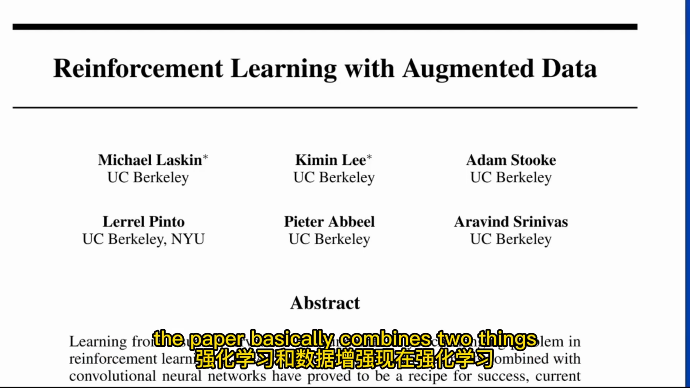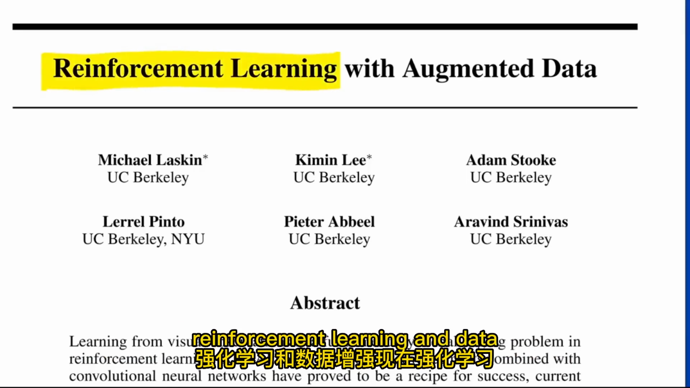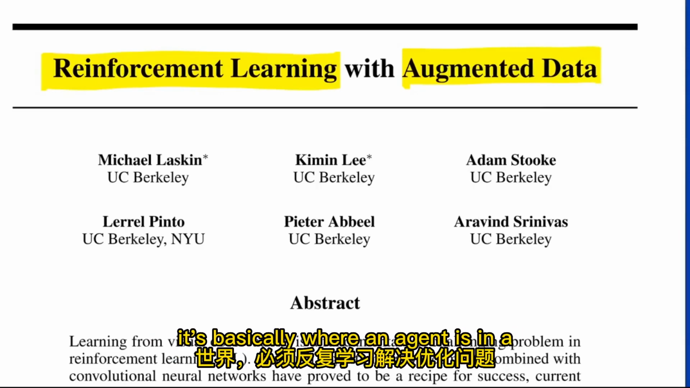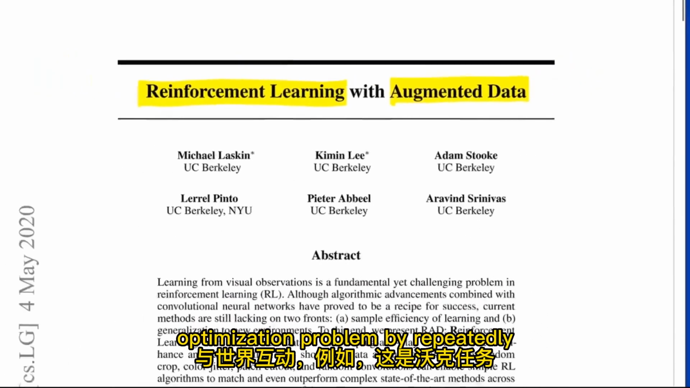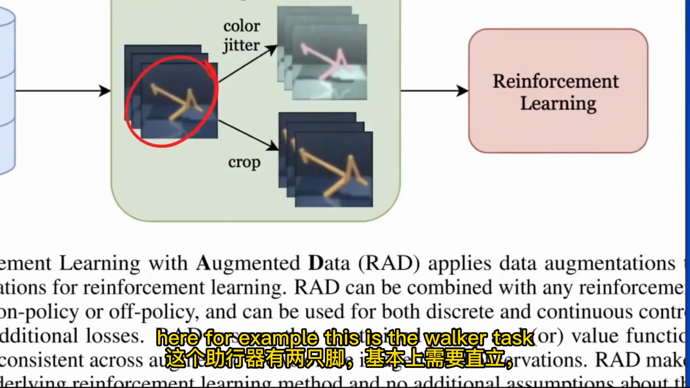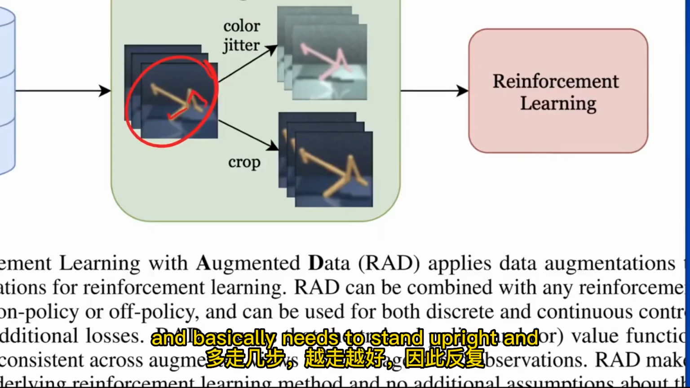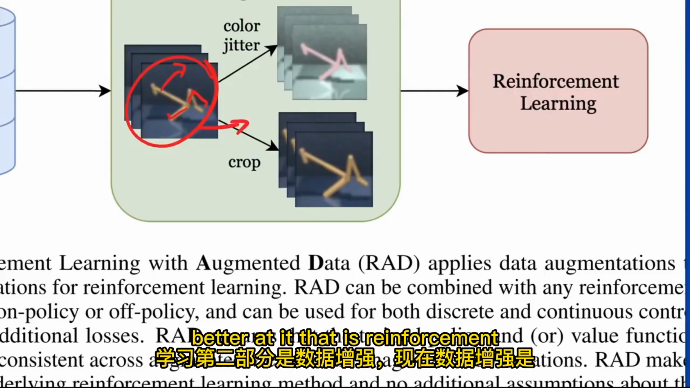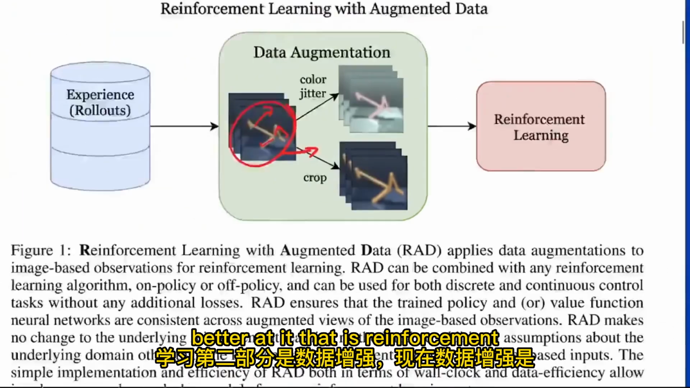The paper basically combines two things: reinforcement learning and data augmentation. Now, reinforcement learning, we've talked about a number of times. It's basically where an agent is in a world and has to learn to solve an optimization problem by repeatedly interacting with the world. You can see here, for example, this is the walker task, where this walker has 2 feet and basically needs to stand upright and walk for a number of steps. The further you go, the better. So by repeatedly trying this and getting better and better at it, that is reinforcement learning.